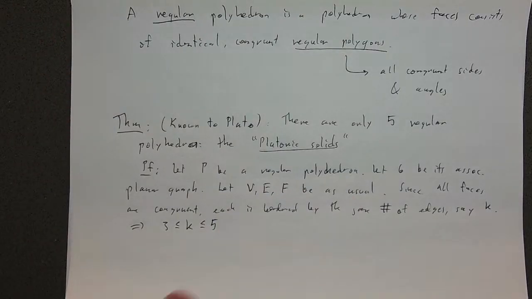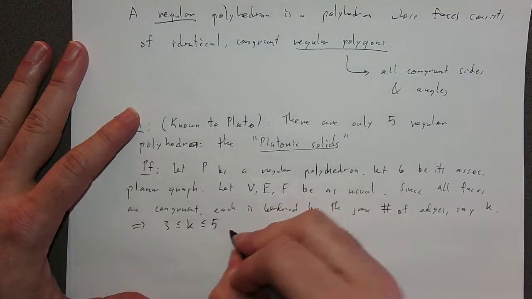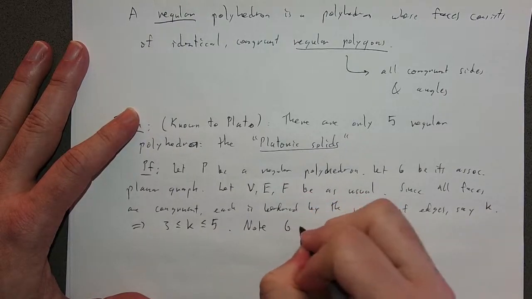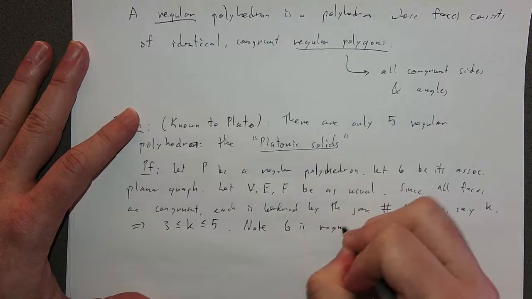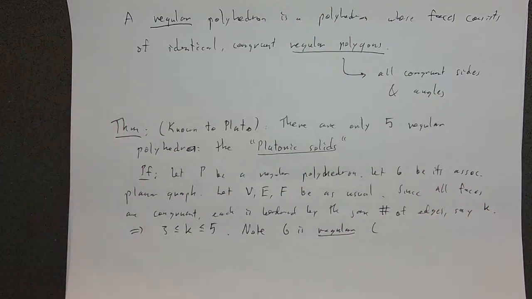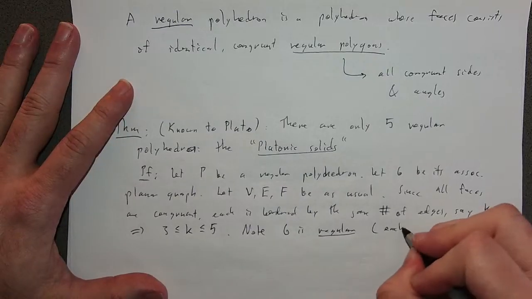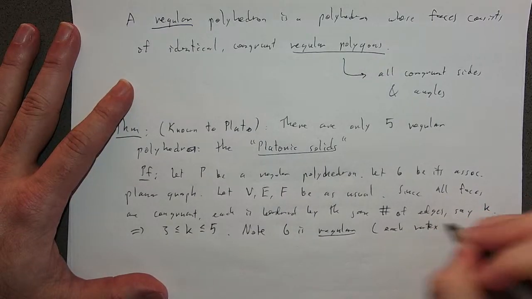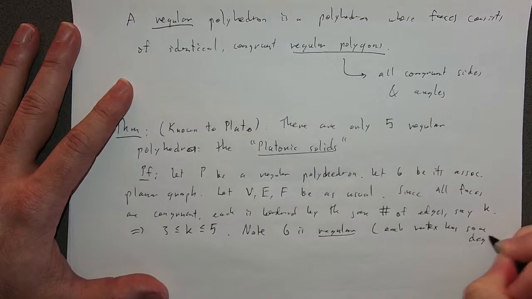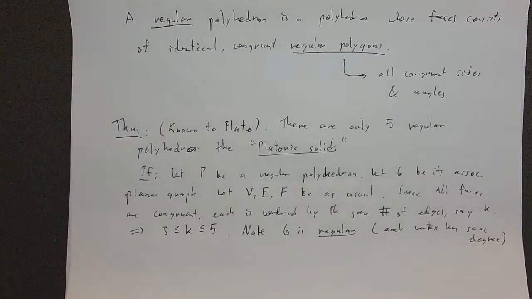Further, since the polyhedron P is regular, the graph G is also regular in the sense that each vertex has the same degree. This is why we actually use the word regular here. So we haven't mentioned regular graphs since some of the exercises.